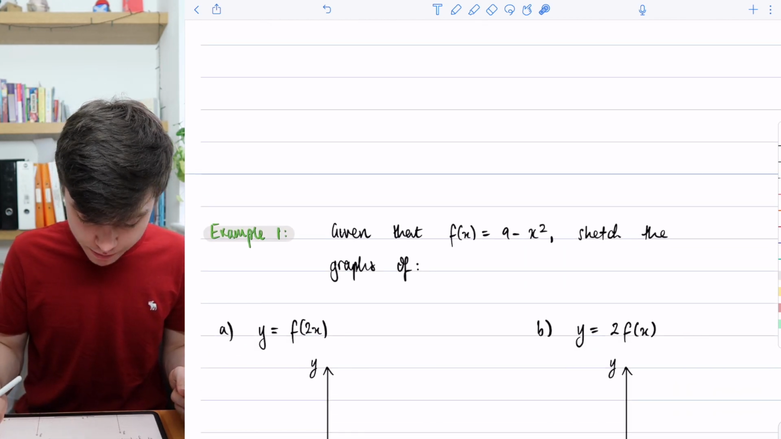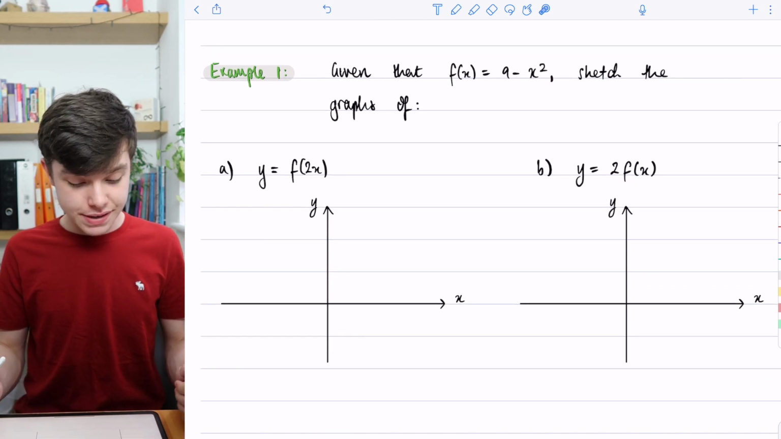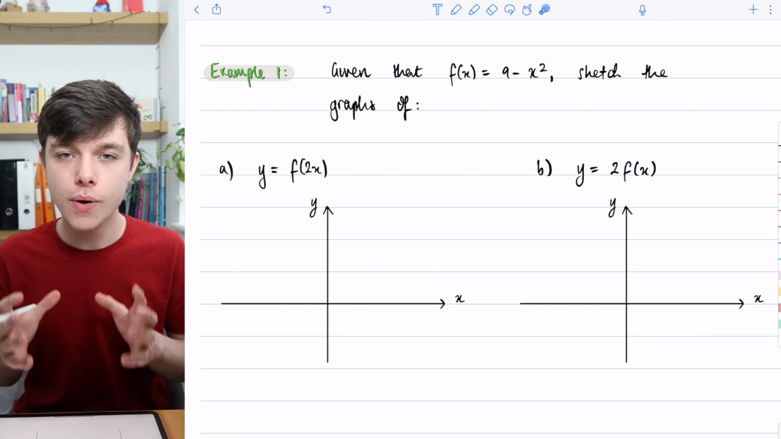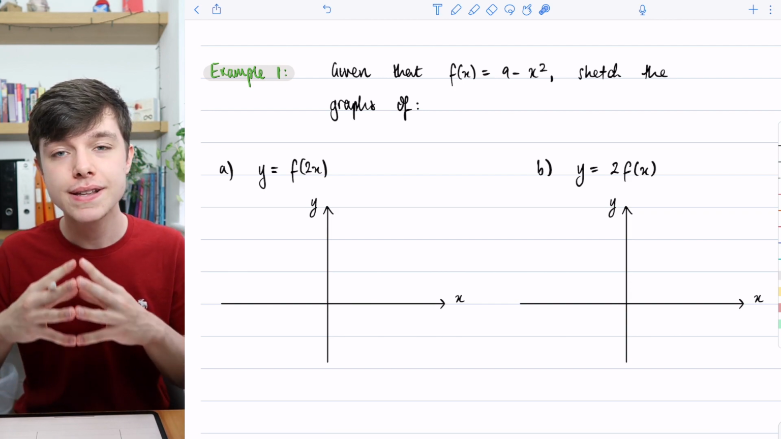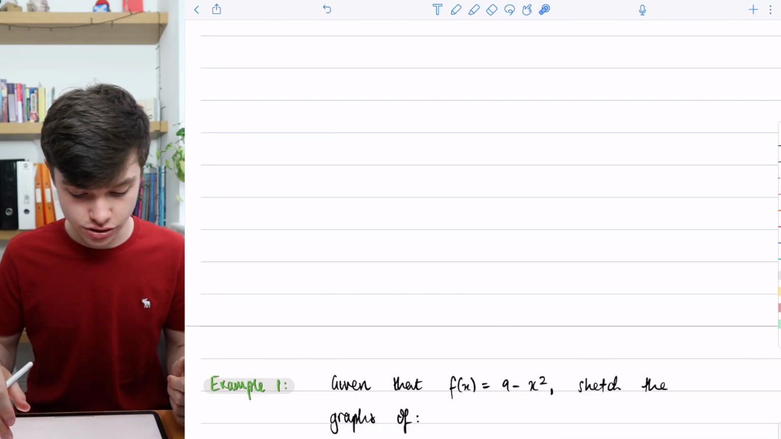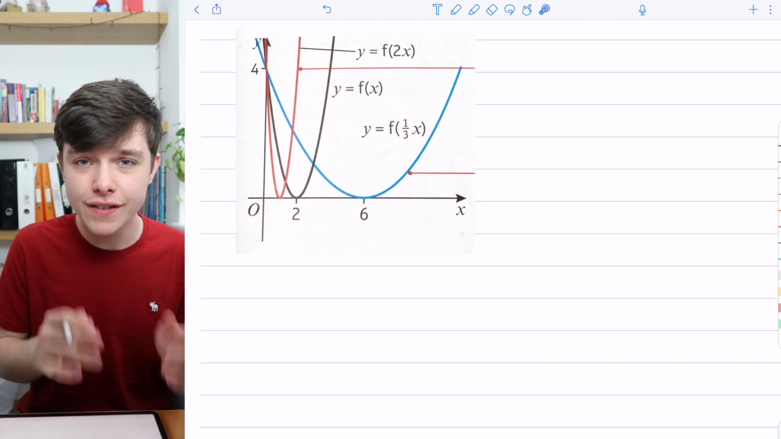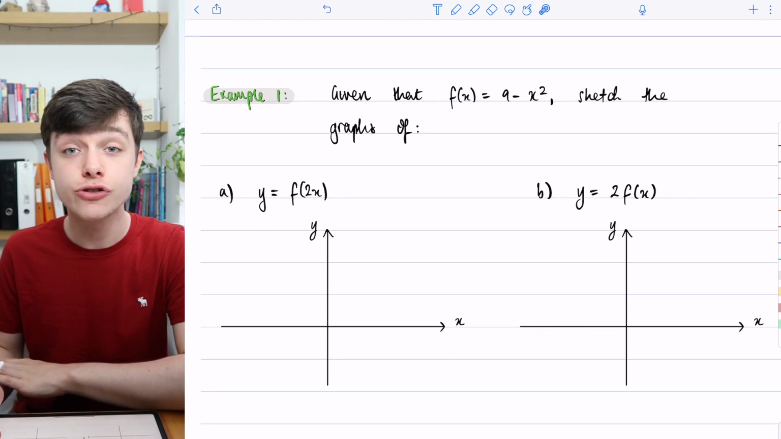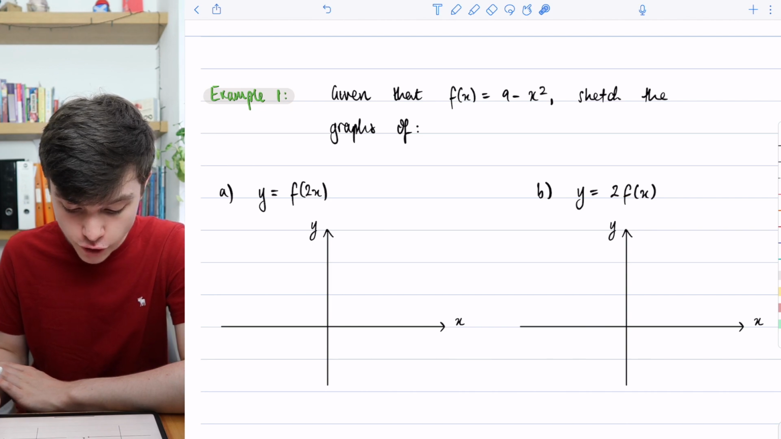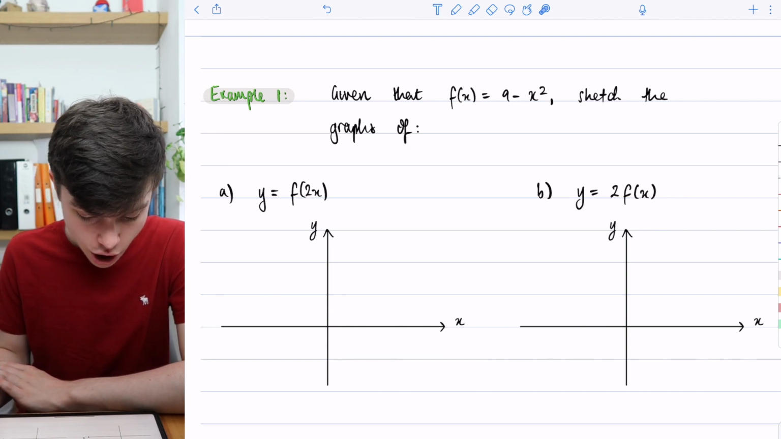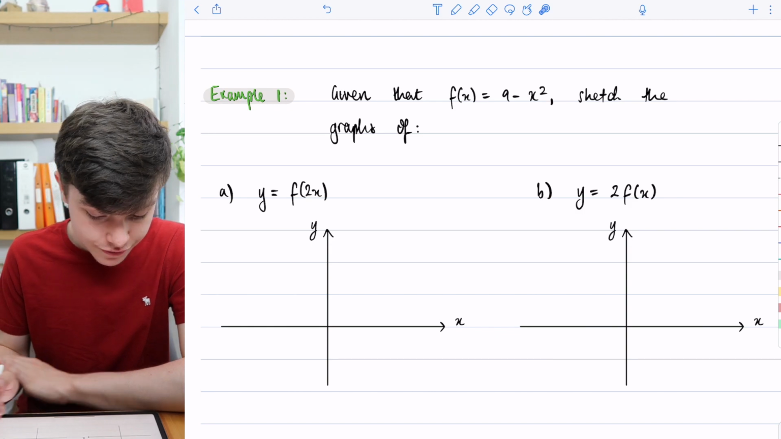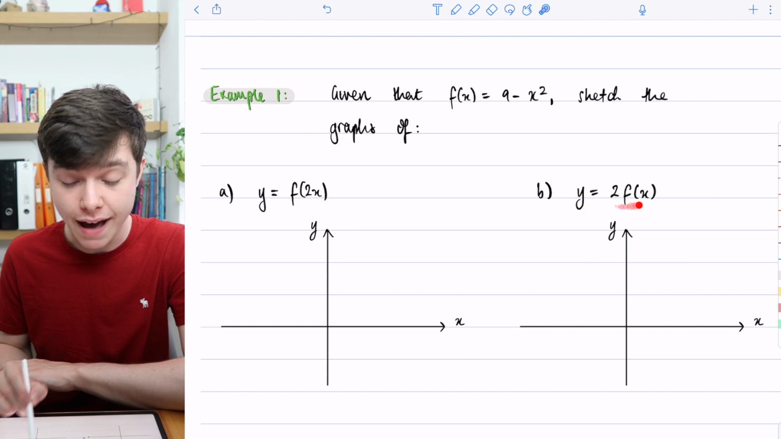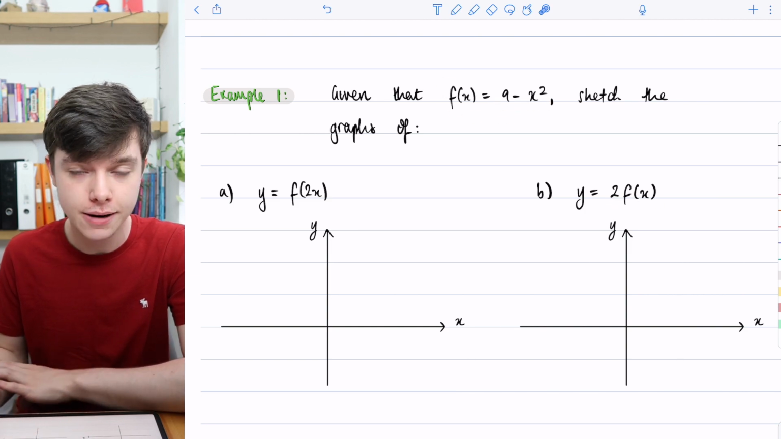Let's have a look at some examples ourselves. This is example 1, so pause and have a go if you want to. Whenever you're asked a question like this, it's always useful to sketch the original graph first. Just like we did here with the black graph, it's always useful to sketch the original graph and then sketch your stretches. So we've got a function 9 minus x squared, and we want to sketch the graphs of y is f of 2x and y is 2f of x, when f of x is 9 minus x squared.